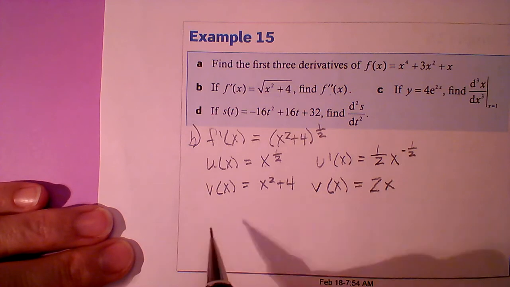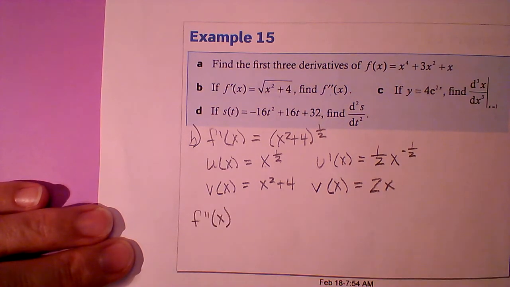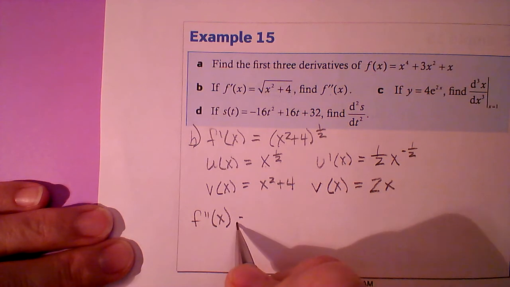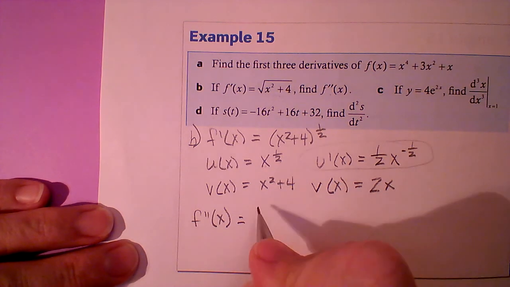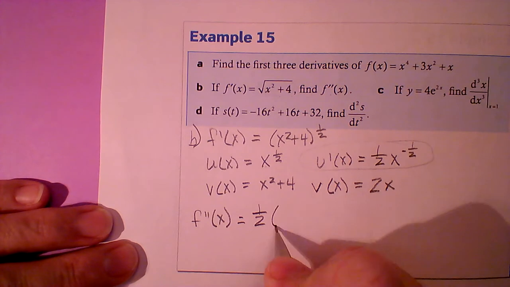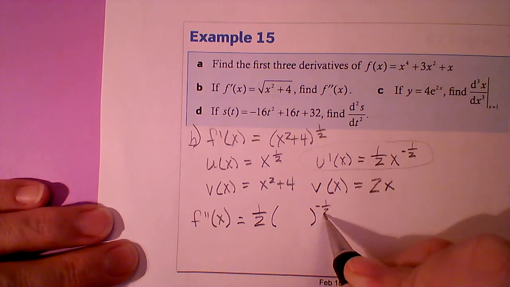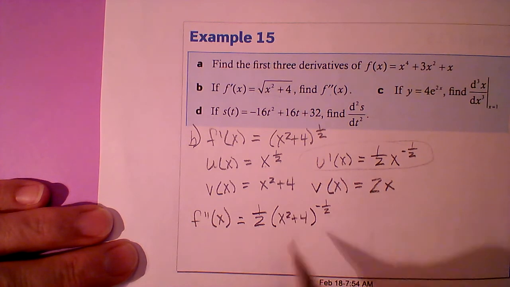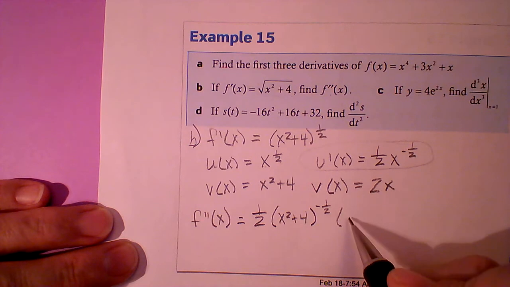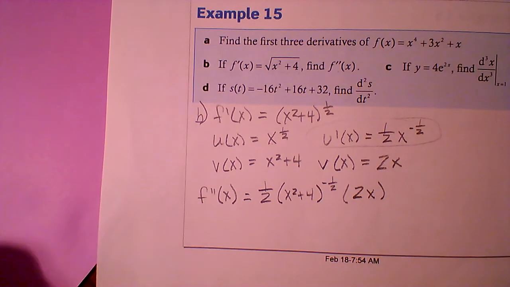So now I can take the second derivative, f double prime of x. I look at what my derivative for my outer function is, so I know I have a 1/2, then whatever my inner function was, taken to the negative 1/2. My inner function is x squared plus 4, and then I multiply this times the derivative of the inner function, 2x. So now all I have to do is simplify.